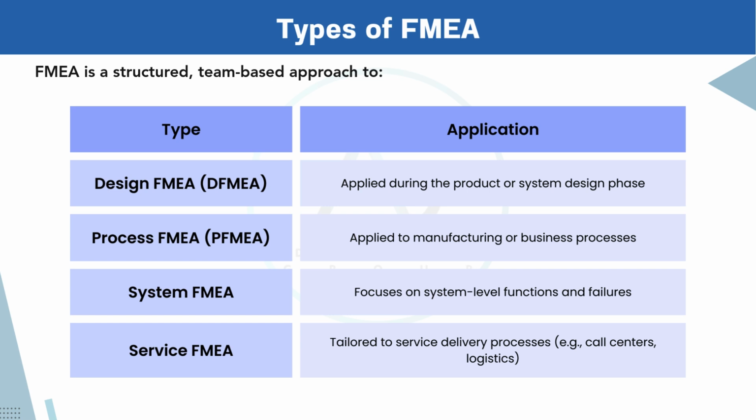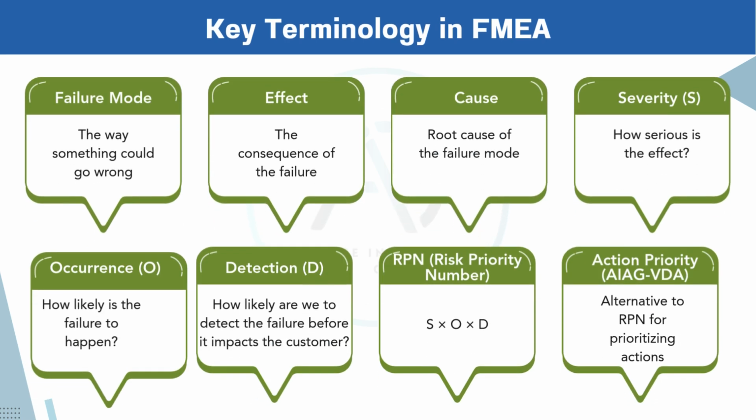It evaluates risks like delayed service, miscommunication, or incorrect order processing, all of which impact customer satisfaction. Each type of FMEA has a similar structure, but is adapted to the unique risks of that environment. Choosing the right type ensures you're targeting the most relevant failure modes for that situation. Before we get hands-on with an FMEA worksheet, it's important to first understand the key terminology used throughout the FMEA process.